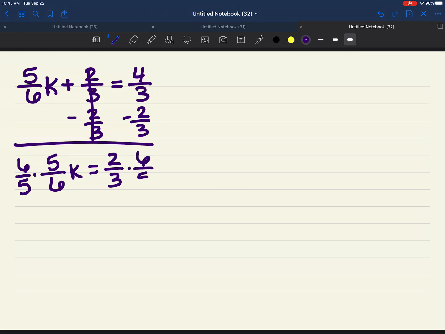Good. Okay, we know 6 and 6 cancel, 5 and 5 to leave us with k. Tell me what simplifies on the other side. To get 1 and... Alright, go ahead and multiply and tell me what you would get for your total. Very good.